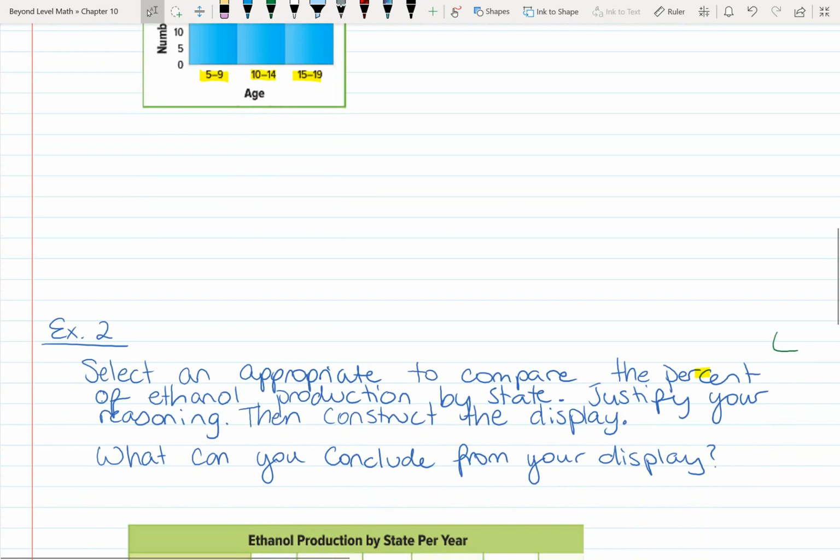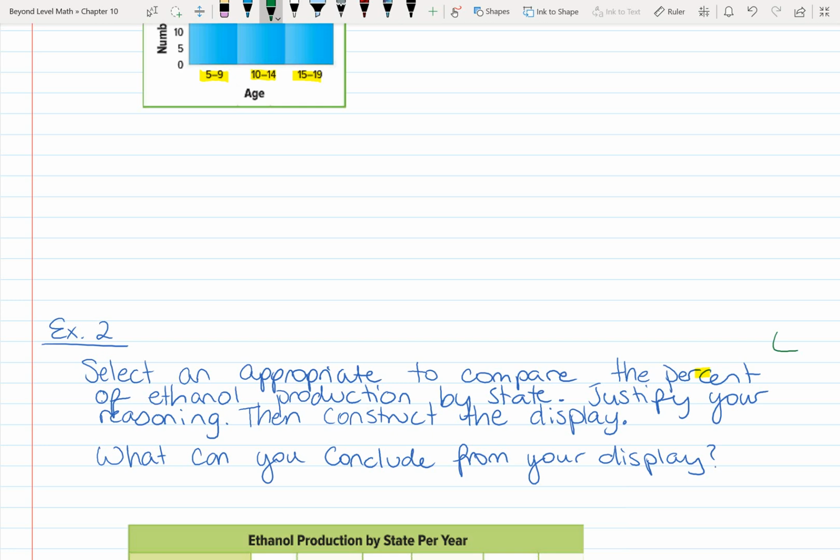Alrighty, so example 2, select an appropriate display to compare the percent of ethanol production by state. Justify your reasoning. Then construct the display. What can you conclude from your display? Now, the question that's added on here, other than constructing, is what can you conclude?